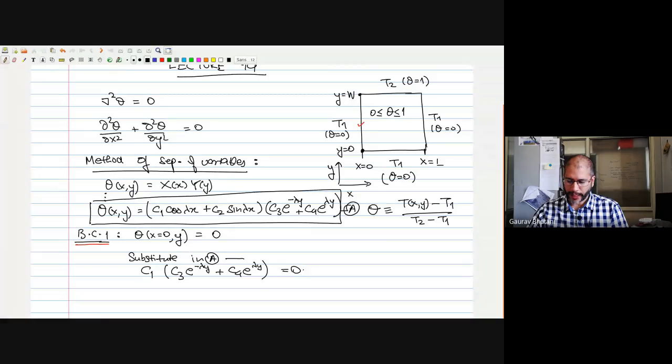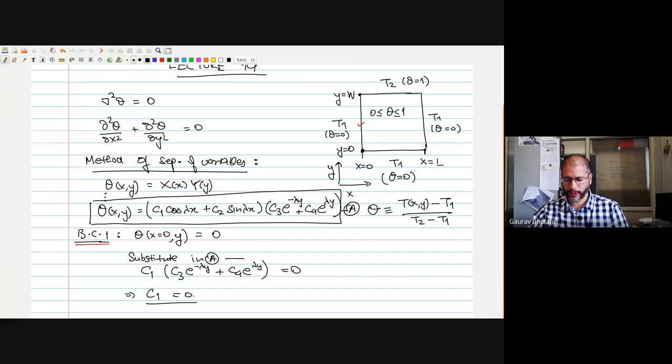The only way this can be 0 is, well, remember we have to find the values of the constants. One option is that C3 and C4 both are 0. But if that is the case, then theta becomes 0, which is not the case because on the top boundary we have theta equals 1. So that won't satisfy the top boundary, so this cannot be true. The only thing that we can have here is that C1 is 0.